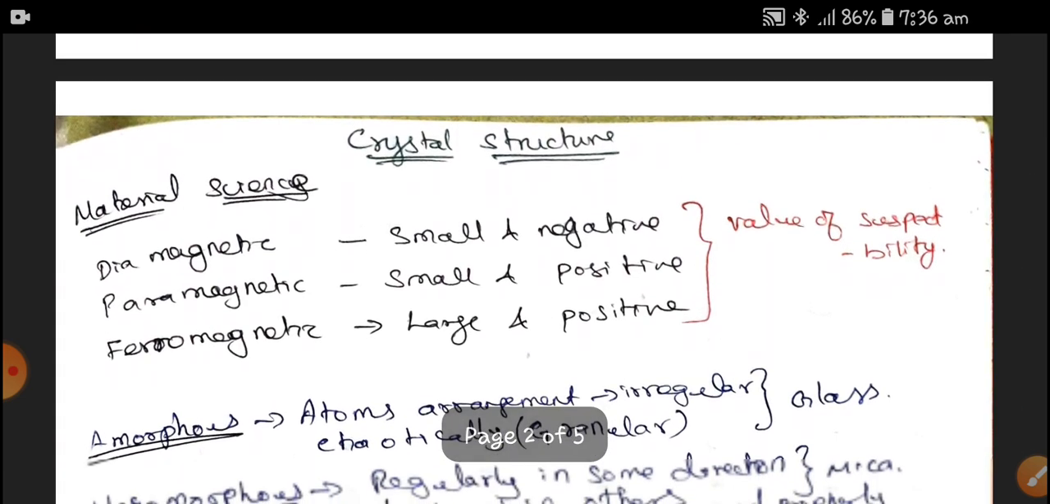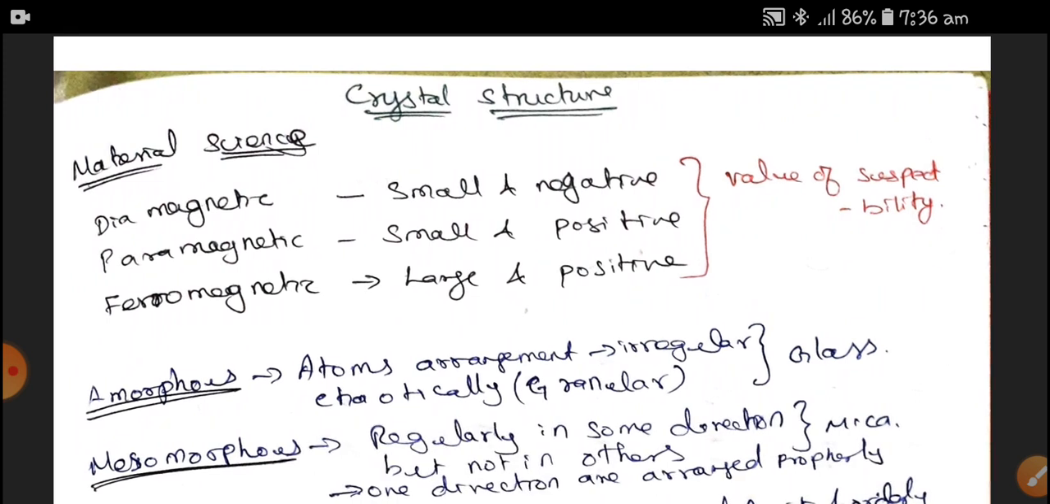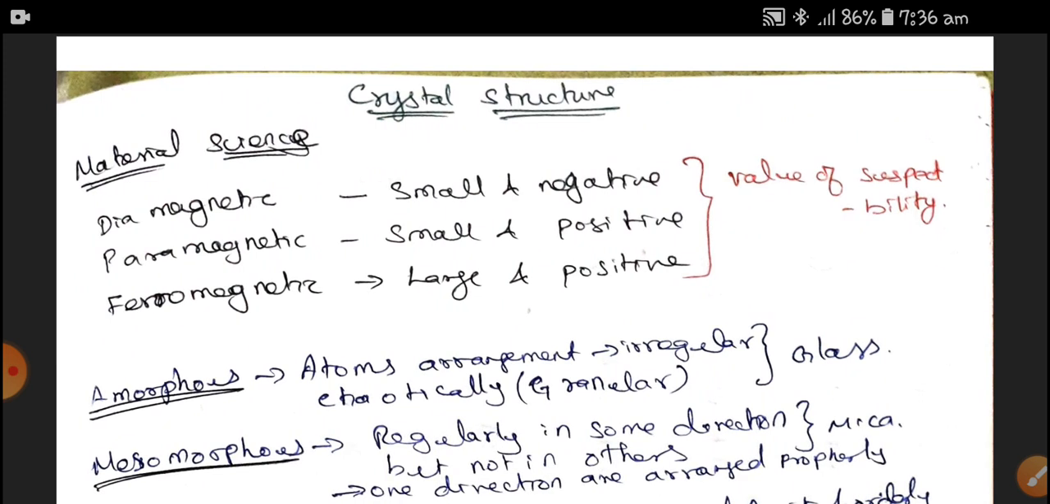The value of susceptibility comes in three forms: one is diamagnetic, another is paramagnetic, and the third is ferromagnetic. In diamagnetic, there is a small and negative susceptibility; in paramagnetic, a small and positive susceptibility; and ferromagnetic has a large and positive susceptibility.